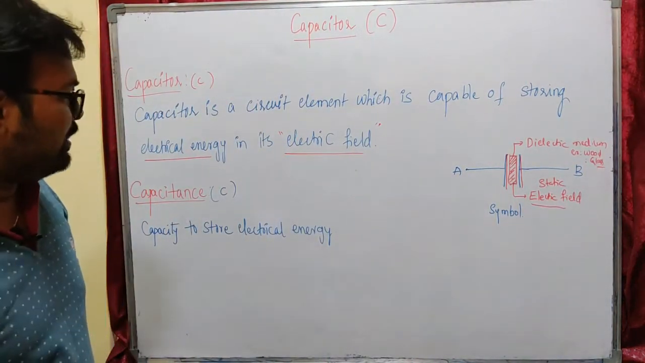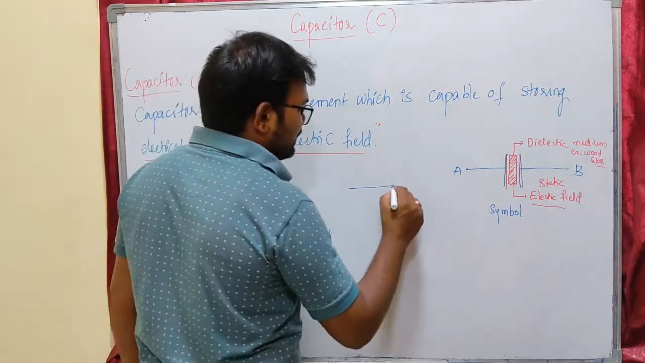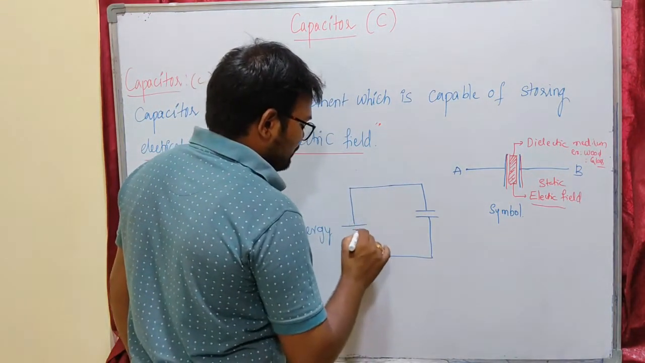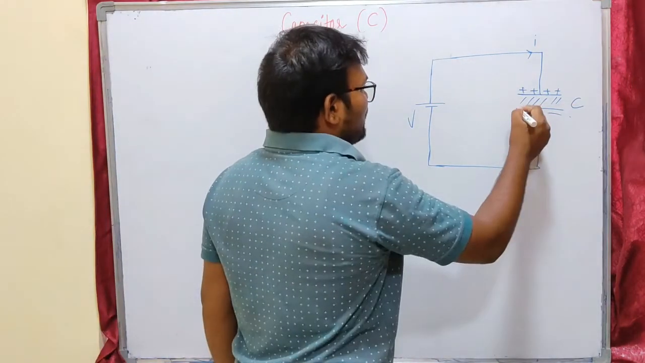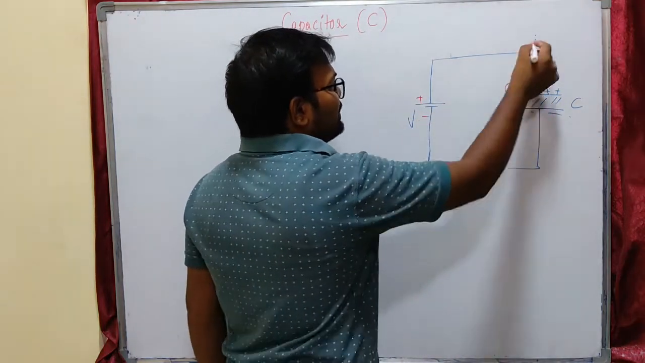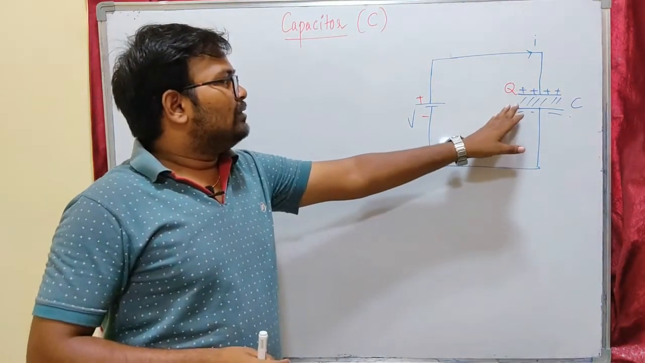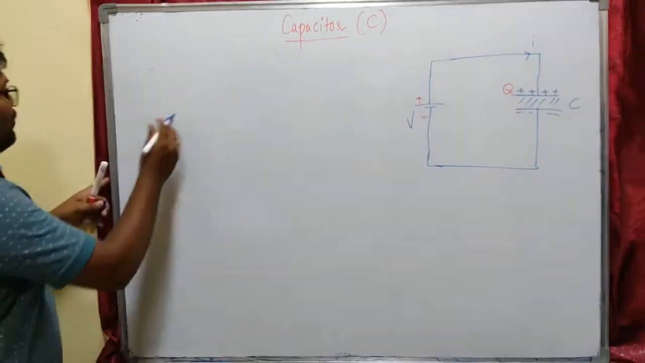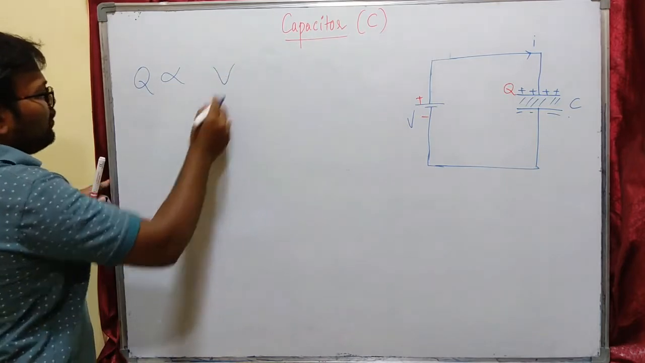Now let us see what happens to our capacitor whenever we excite it. Let us connect our capacitor to a source. For better understanding, I have taken a circuit separately. So this is our capacitance, this is charge Q, this is voltage V, and this is current I. Here you can see that the charge Q is proportional to V. The more the voltage, the more the charge.